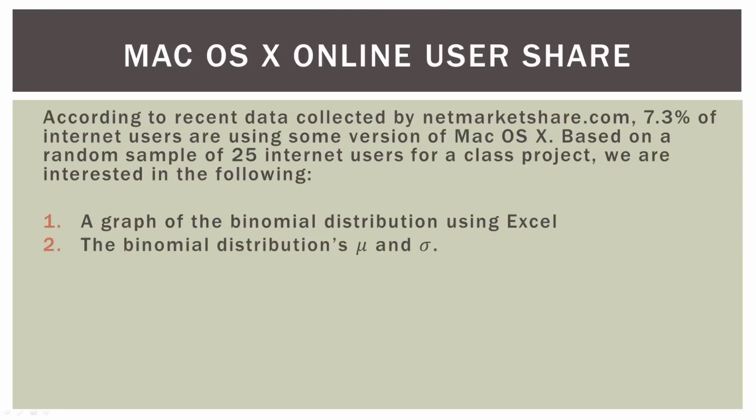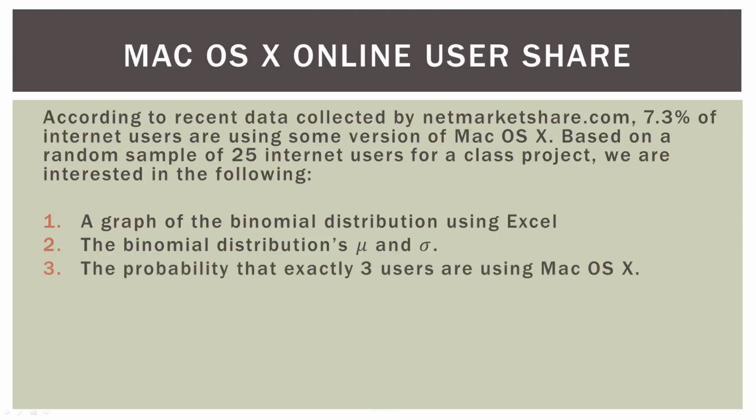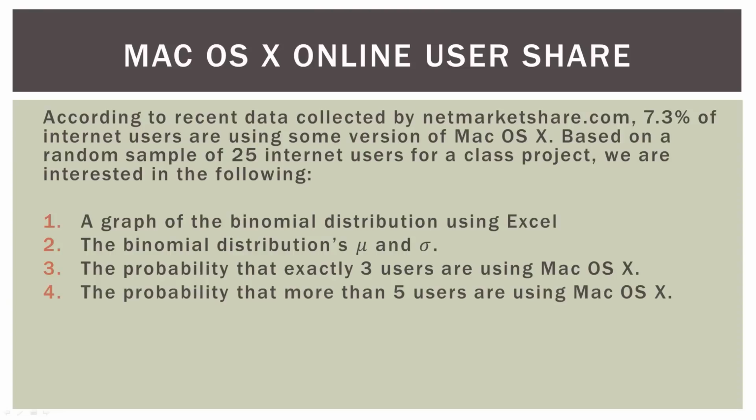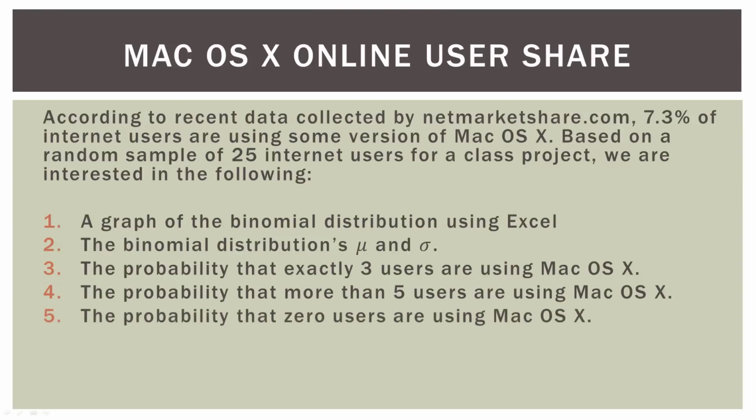We're also interested in the binomial distribution's mean and standard deviation. And then we're going to answer some questions about certain segments of the distribution. Like, what is the probability that exactly 3 users out of our 25 are using OS X? What is the probability that more than 5 users are using OS X in our 25-person sample? What is the probability that 0 users are using OS X?